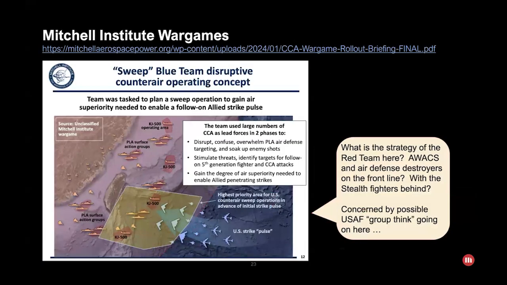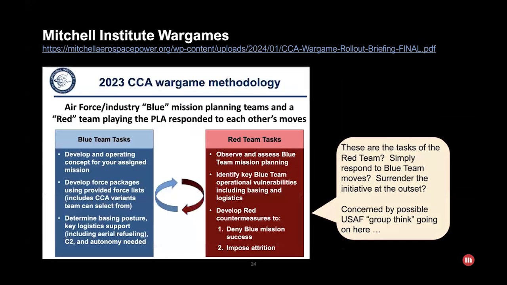So this is a current war game that I've seen by the Mitchell Institute. And I was just looking at this and thinking about what their concept was. I'm a little concerned when I look at how they're looking at the red team, right? And what are the red team tasks, right? When I see that the red team is largely there to respond, to surrender the initiative, I'm thinking this might not be how the Chinese are thinking about it. So this was a little bit questionable to me.